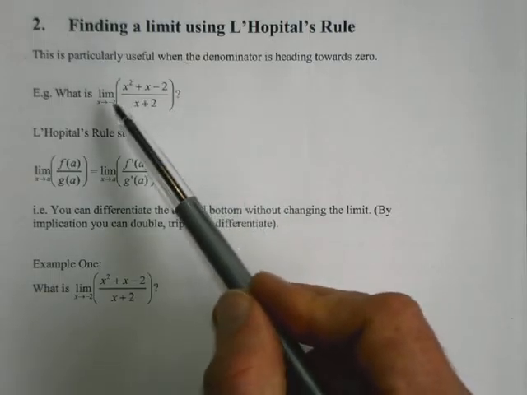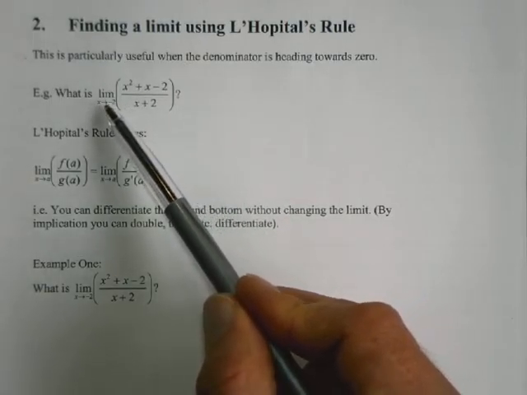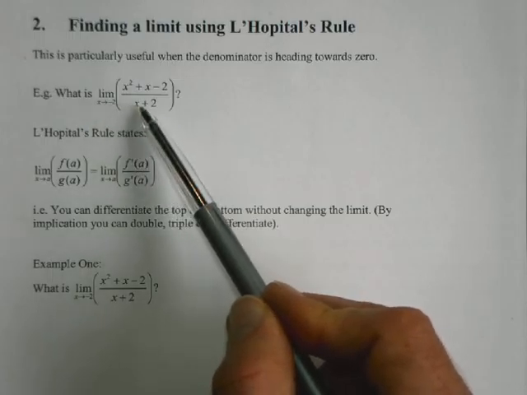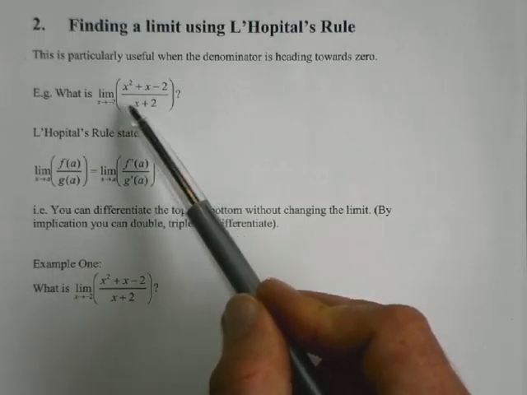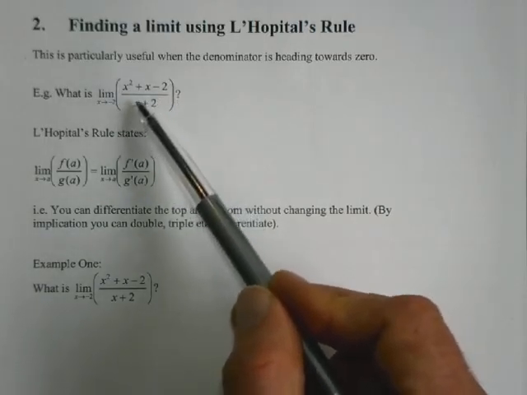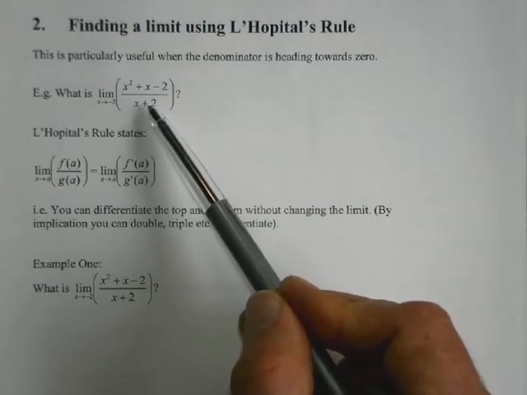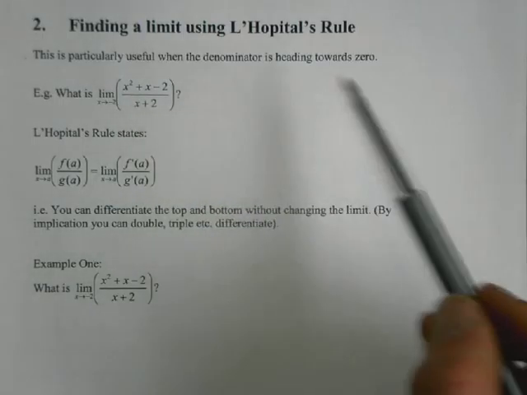So sticking negative 2 in doesn't give us a value, but the question is, what happens as x gets closer and closer and closer to negative 2? It never actually quite arrives at negative 2, but it gets really close. Where's this thing heading? You could do it by sticking in negative 1.9, then negative 1.99, then negative 1.999, and you get a pretty good idea.